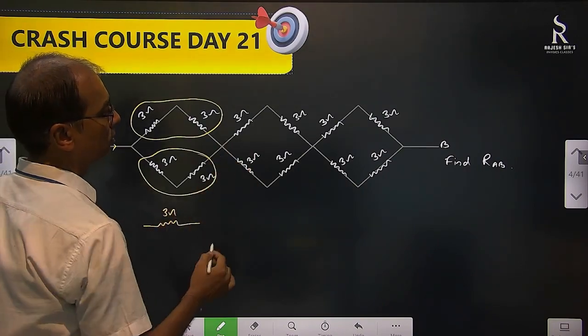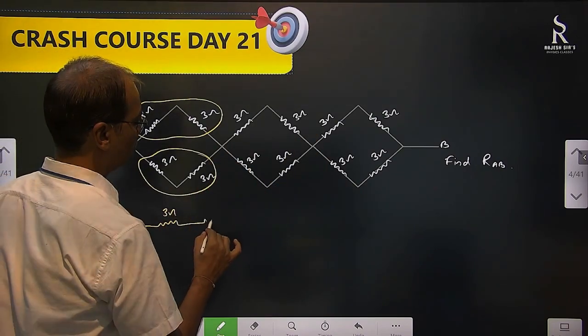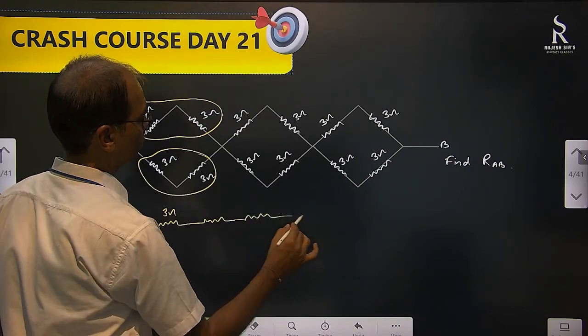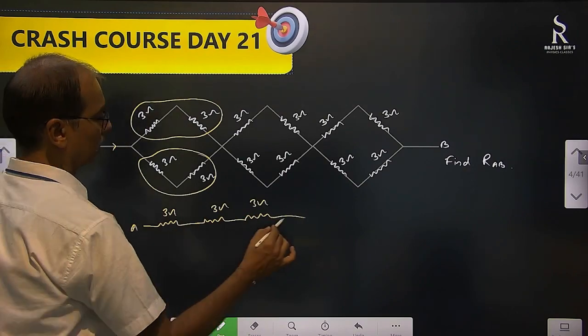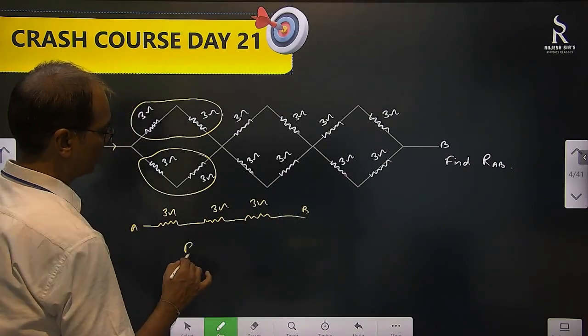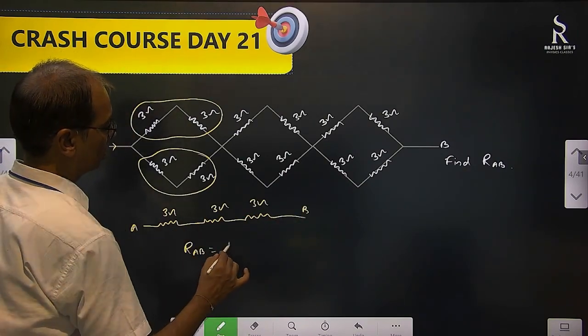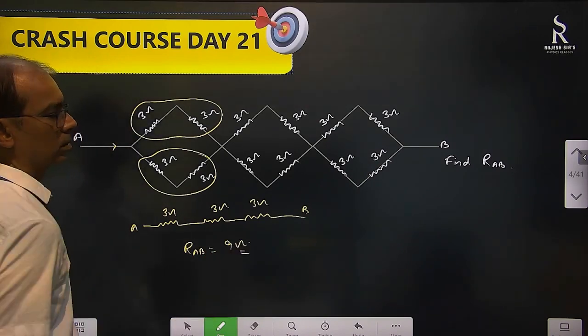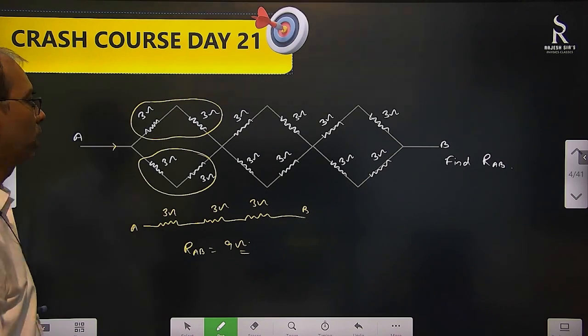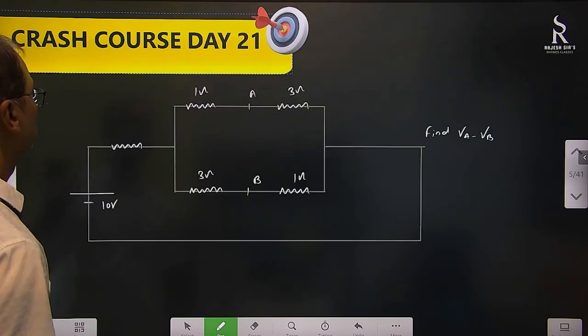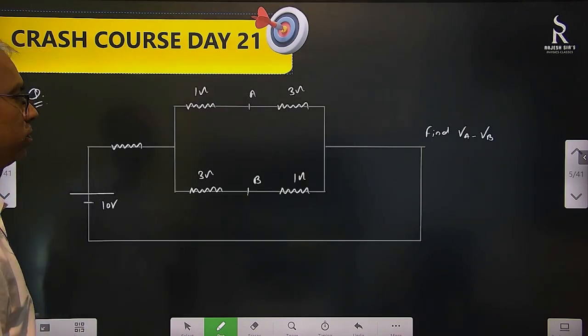Here also same. So 3 ohm, 3 ohm, 3 ohm. This is A, this is B. Net resistance 9 ohm. Correct? Okay, then find VA minus VB.